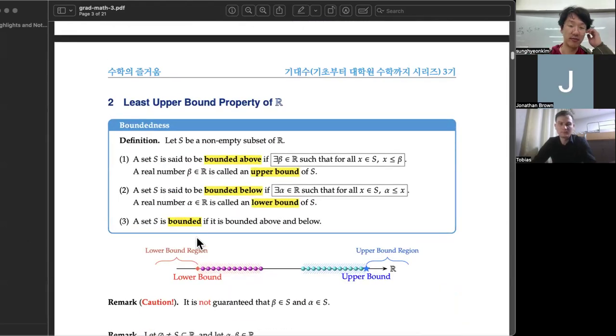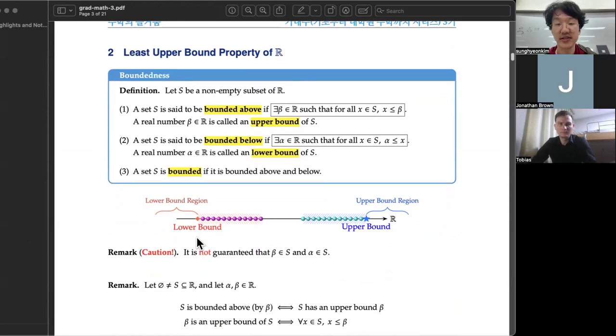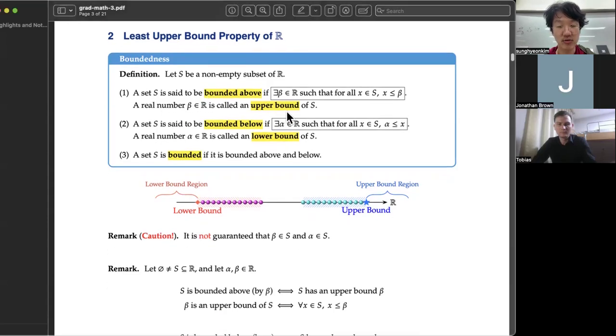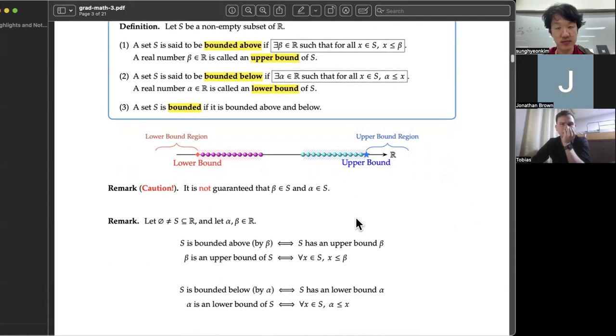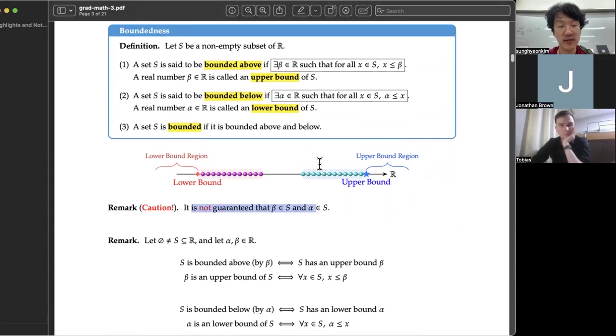And then the least upper bound property came out. Least upper bound: let S be a non-empty subset of R, then S is bounded above if some beta, which is also an element of the real numbers R, is bigger than or equal to every x in S. Then we will call beta an upper bound. And similarly, S will be bounded below if there is a lower bound. It is not guaranteed that alpha and beta exist.